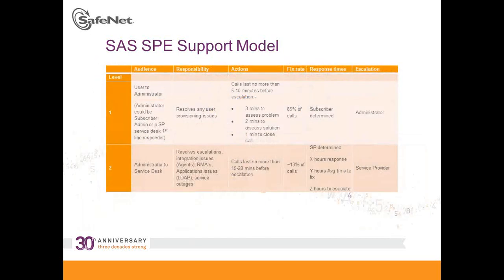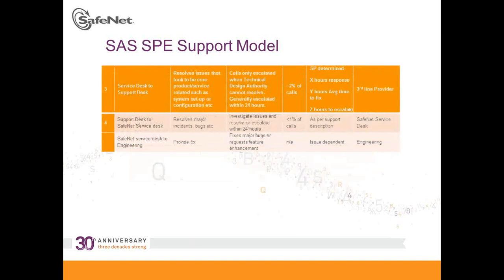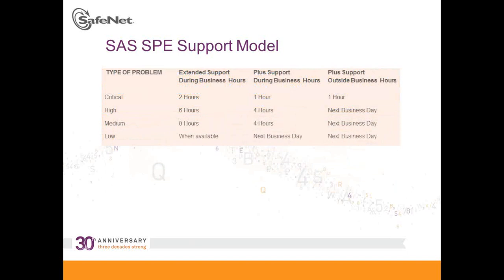Again, I've added some charts here regarding the different levels that we have for audience, responsibility, action, fix rate, response times, and escalation for levels 1, 2, 3, and 4. Again, these are from the standard support documents that were provided by the service provider team. Last but not least, just on the support model, we talk about some of the types of problems, escalation, hours, support, extended support, plus support, business hours, in and out of business hours. Again, these are from the standard support document from the service provider team.